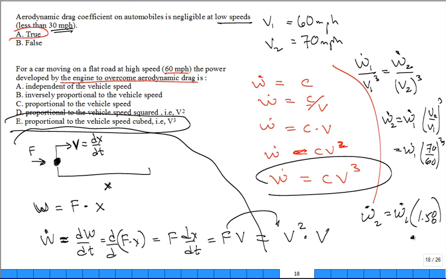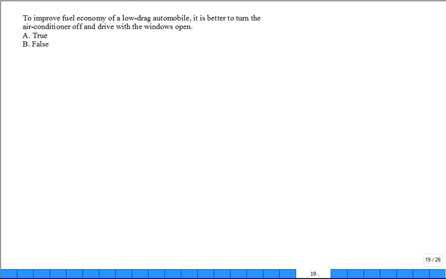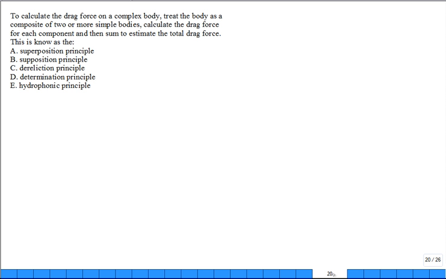A 58% increase. To improve the fuel economy for a low drag automobile, it is better to turn the air conditioner off and drive with the windows down or open. False. Okay? Just leave it sealed up because, as somebody said, it's like a parachute. When you open those windows, the wind is whipping in and you significantly increase the drag. And they spent a lot of time and energy working on that car to reduce the drag coefficient. And they're going to do it with the windows up in their testing. Okay. Yeah, keep your arms in the thing.